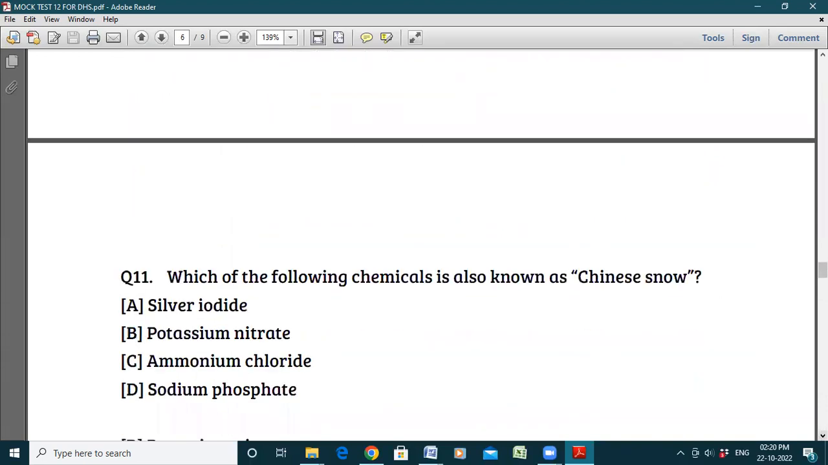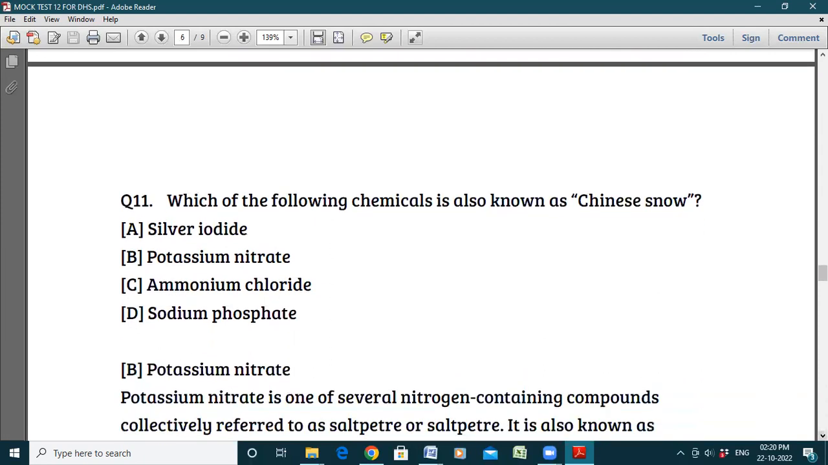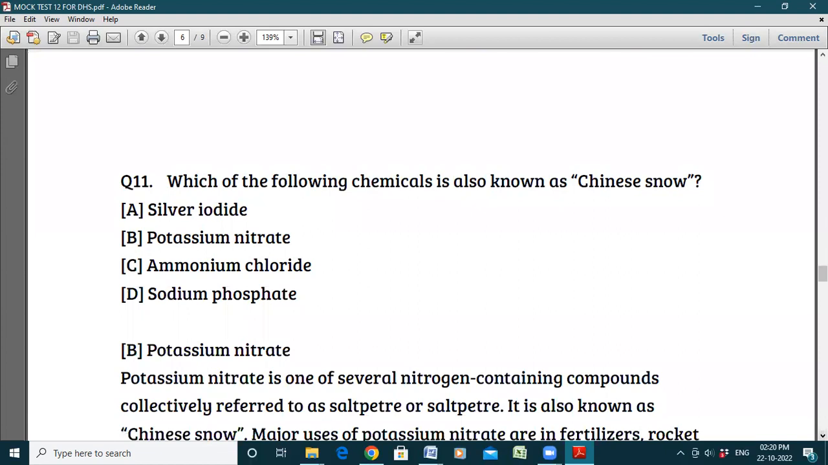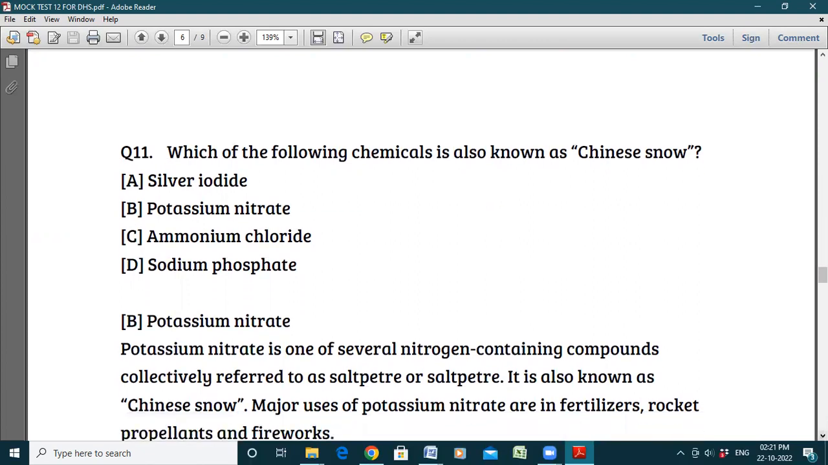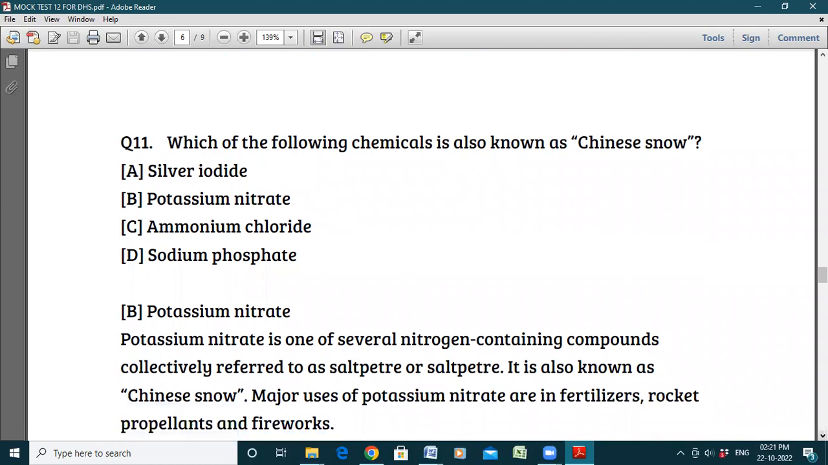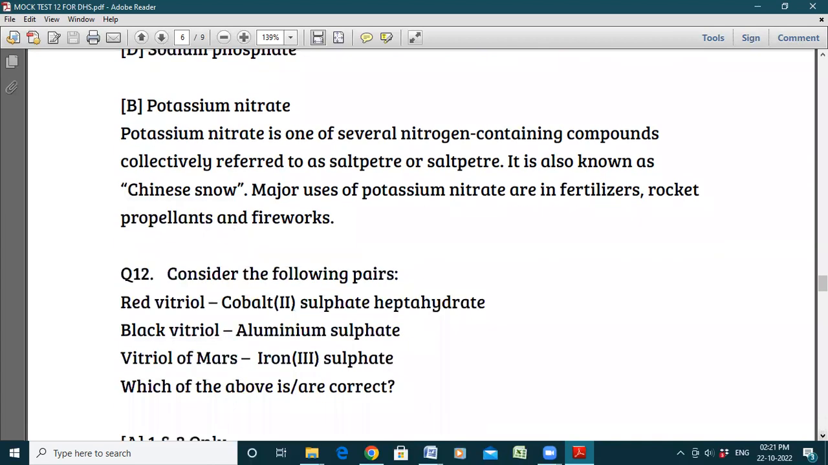Next question: which of the following chemicals is also known as cyanide snow? The answer is potassium nitrate, option B is the correct answer. Potassium nitrate is one of the several nitrogen containing compounds collectively referred to as saltpeter or saltpetre. Potassium nitrate is also known as cyanide snow.